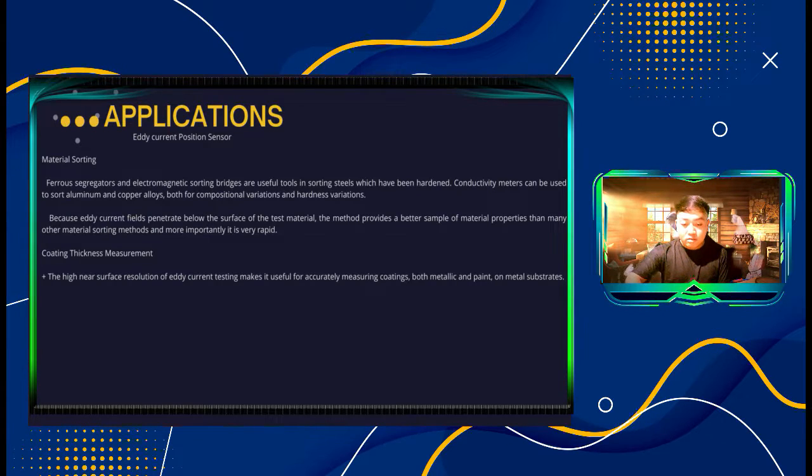Coating thickness measurement. The high near surface resolution of eddy current testing makes it used for accurately measuring coatings, both metallic and paint, on metal substrates.